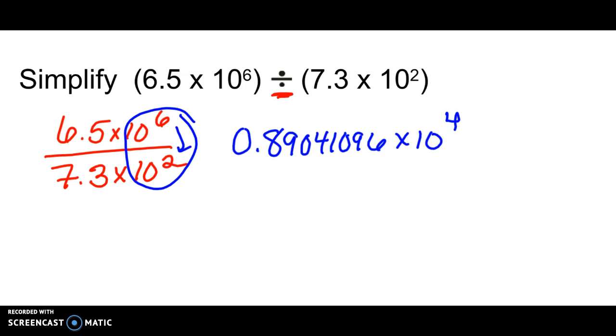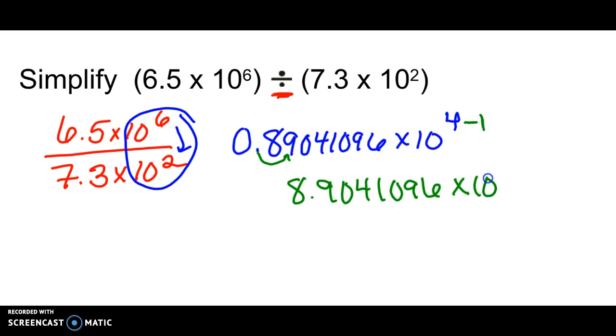Now, as always, before you get excited and think that you're done, look at your problem and ask yourself, is this in scientific notation? If I look at it, the number in front of the decimal point is 0, and it needs to be between 1 and 10. It cannot equal 0. So I must move the decimal point over one spot. When I move the decimal to the right, remember you are subtracting 1. So now my answer is 8.9041 times 10 to the third.